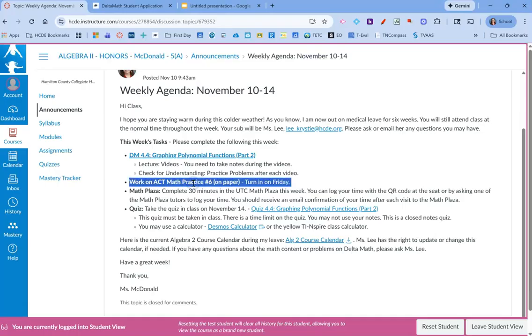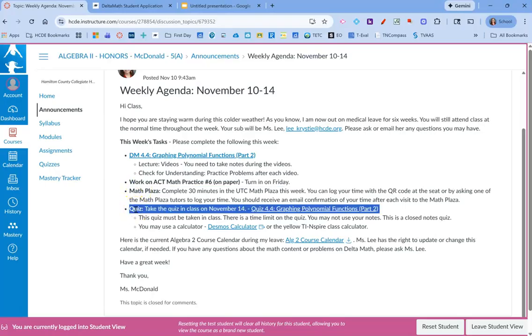You'll also receive ACT Math number 6 on paper. Make sure to turn that in by Friday. The Math Plaza, continue to do your 30 minutes in the Math Plaza, and at the end of the week, you'll have a quiz over the graphing polynomial topics that you went over this week and practiced with. So let's look at the Delta Math briefly.